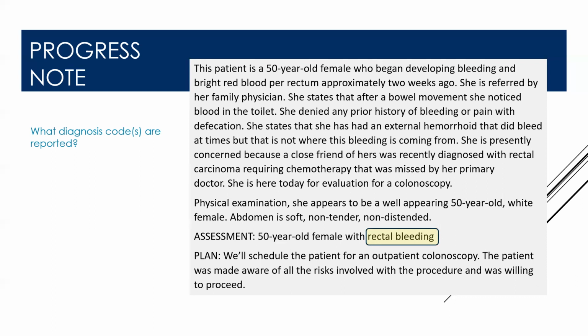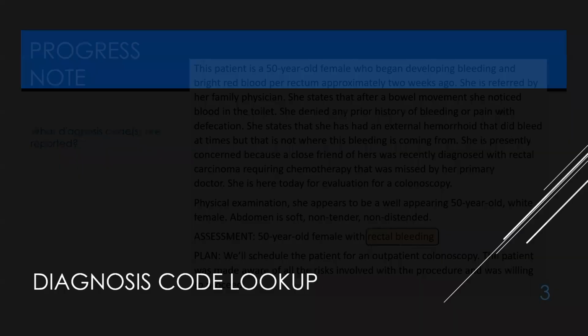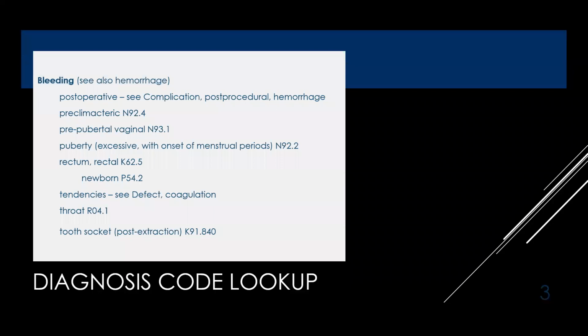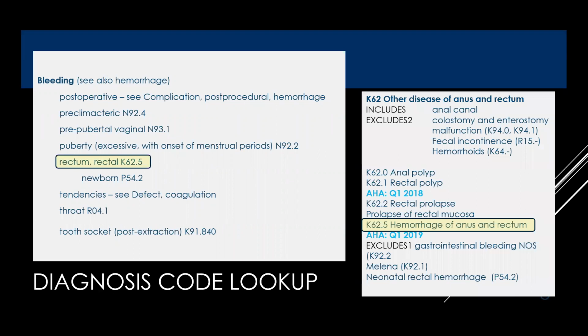Although the patient did report a history of a hemorrhoid, this was only a patient-reported condition. There was no documentation of it in the exam or the assessment, so it will not get coded. To find the code for rectal bleeding in the alphabetic index, we'll look up the term bleeding. From there, we will scan the subterms until we find rectal, and we're referred to K62.5. When we look that up in the tabular list, we see that K62.5 is indeed the code for rectal bleeding.